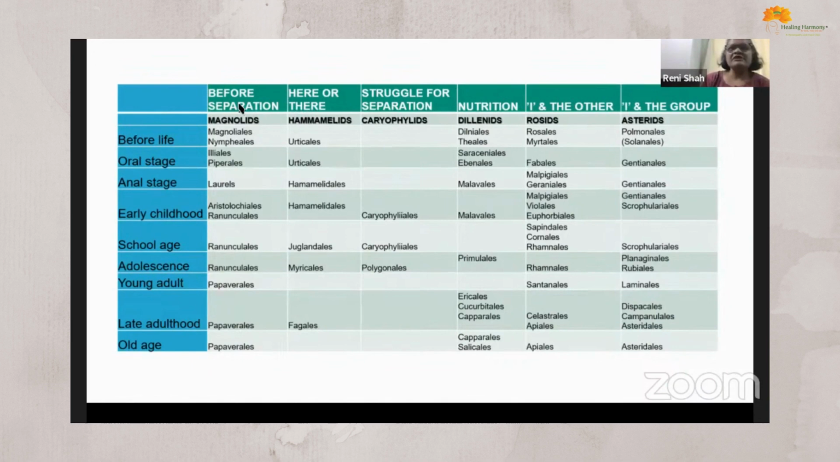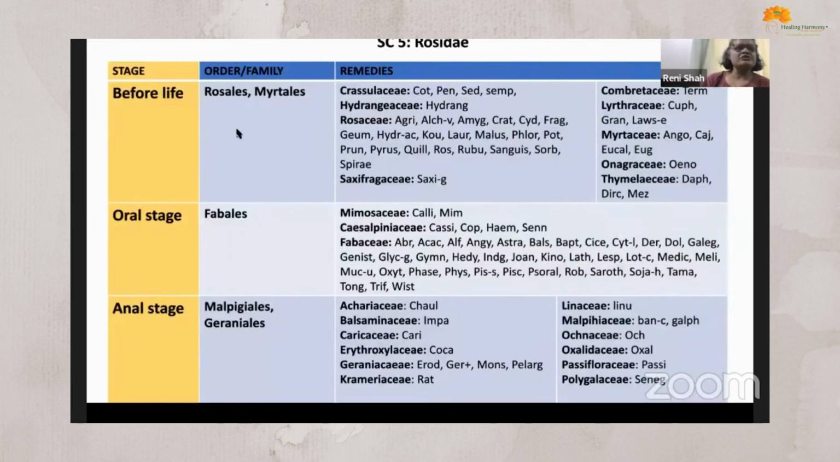So this is before separation, we all know. Here or there. All these first three subclasses belong to the pregnancy, the womb stage, the hydrogen line and the lithium line, the first two lines of the periodic table. So here or there, and the struggle for separation. In row 3, subclass 3, the separation starts. In row 4, it's nutrition, the natrum line. It corresponds to the natrum line.